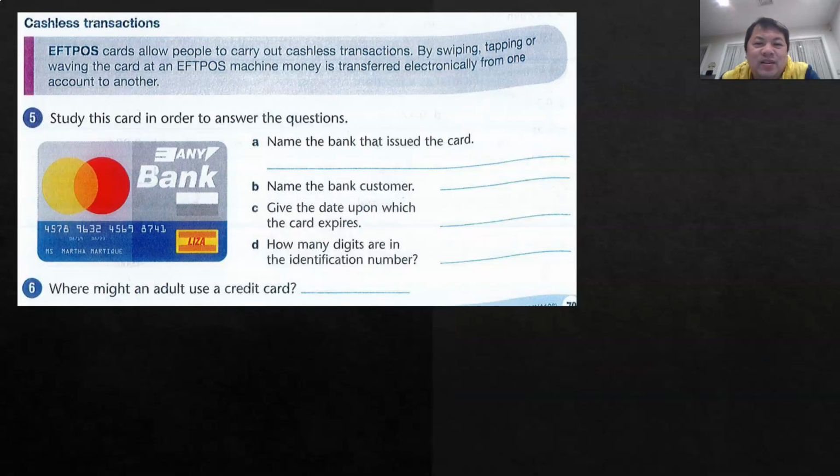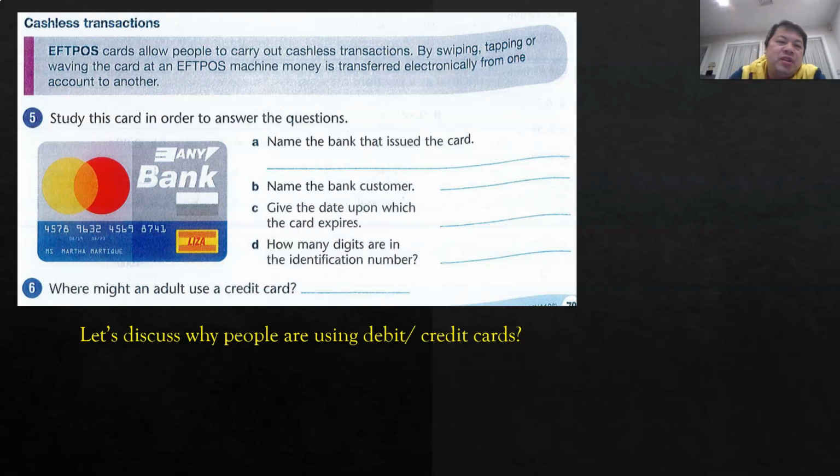Got it? So the next thing is about cashless transactions. This is something that we will spend more time talking about in class, but things to take note of about credit cards: why do people actually use debit or credit cards? There must be reasons. We'll talk about it. With the information given on this card here, answer all these questions based on the information given. Let's generate some discussion during our live lessons later.